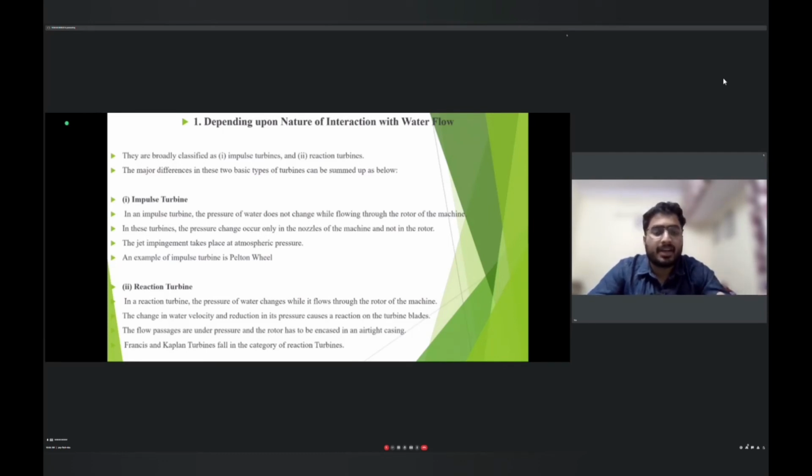An example of impulse turbine is the Pelton turbine, and now I will tell you about the reaction turbine. In a reaction turbine, the pressure of water changes while it flows through the rotor of the machine. The change in water velocity and reduction in its pressure cause a reaction on the turbine blades. The flow passage is under pressure and the rotor has to be encased in an airtight casing. Francis and Kaplan turbines fall in the category of reaction turbine.